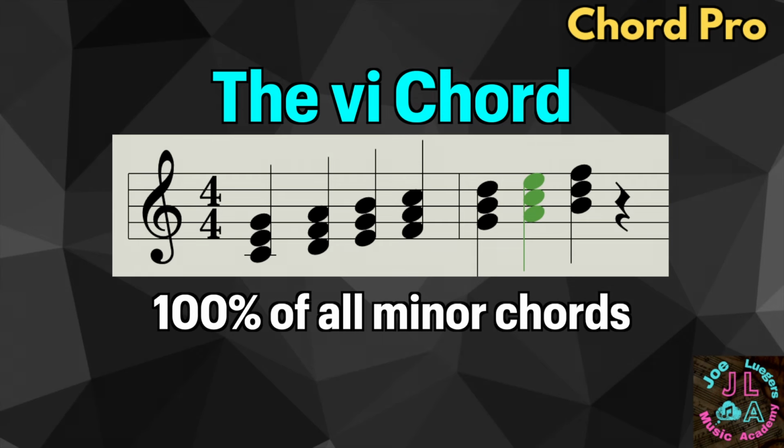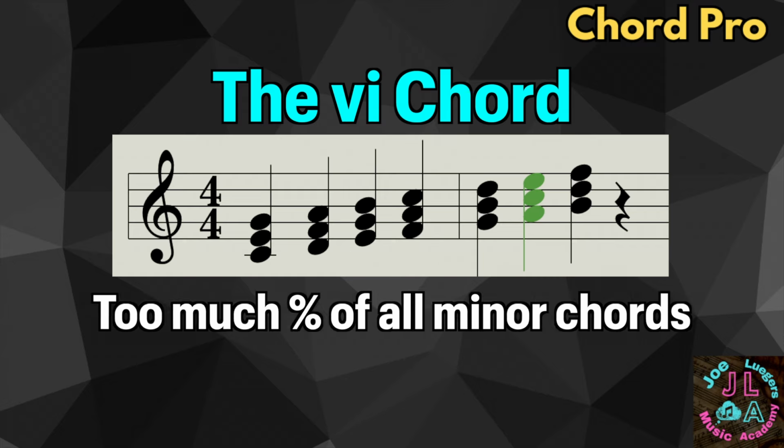Here's something you might find surprising. If there's a minor chord in a song, that chord is the Roman numeral 6 chord 100% of the time. Okay, maybe not 100%. It's more like, I don't know, too much percent of the time. All I can say for sure is that in most pop and rock music, the 6 chord is by far the most used minor chord.